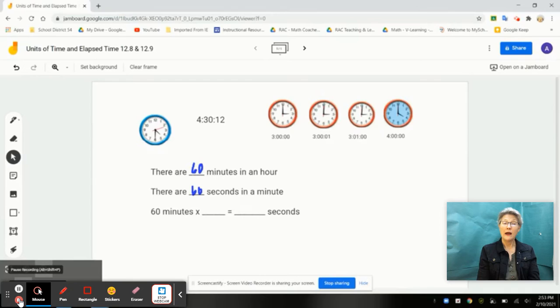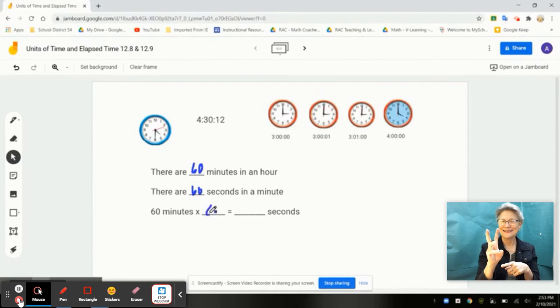So if I wanted to find out how many seconds were in an hour, I would multiply my 60 minutes by, that's right, my 60 seconds. We can use known facts to help us do this. We know that 6 times 6 is 36, so 60 times 60 is 3,600.